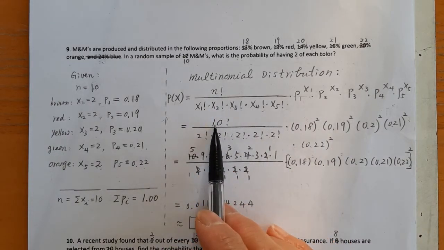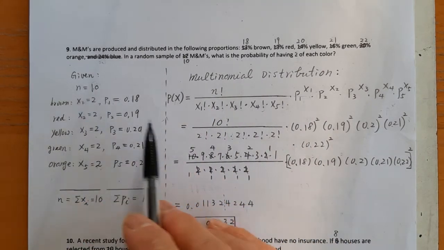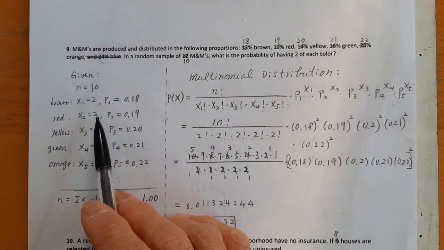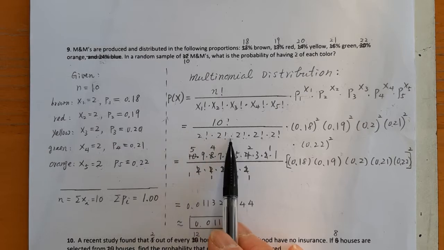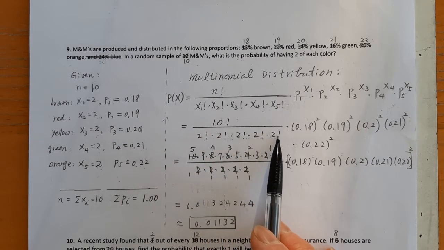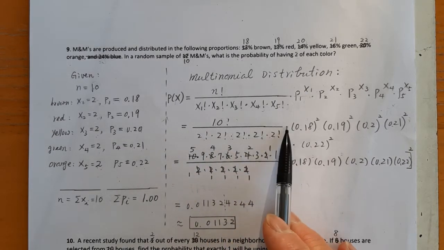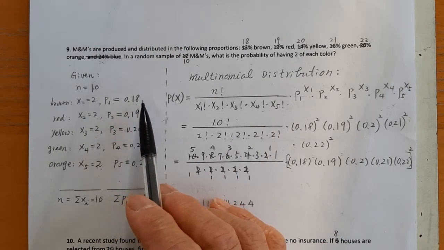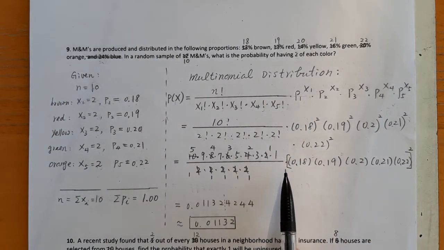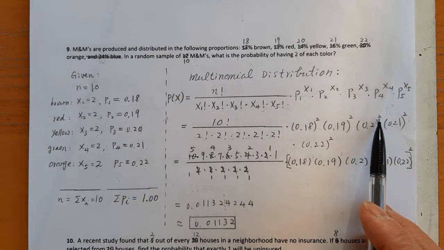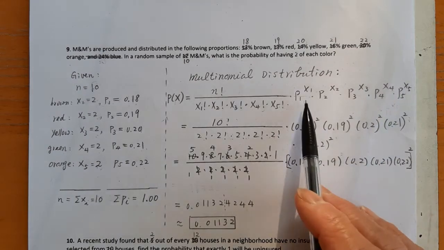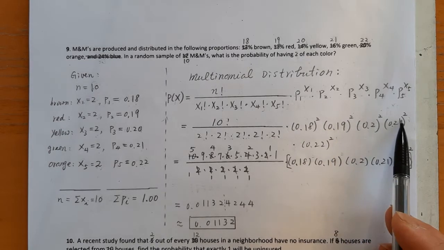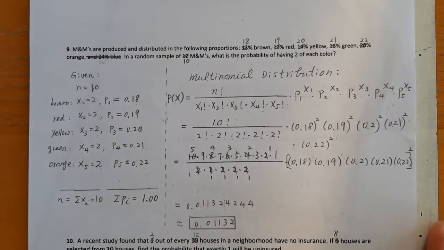n factorial, n is 10, so 10 factorial over x1, x2, x3, x4, x5 factorials. They are all 2, so it's 2 factorial times 2 factorial times 2 factorial, and so on. Times the first one, p1 is 0.18 to the power 2, where x1 is 2. x2, 2. x3, 2. x4, 2. x5, also 2. Then plug in those probabilities and figure this out.